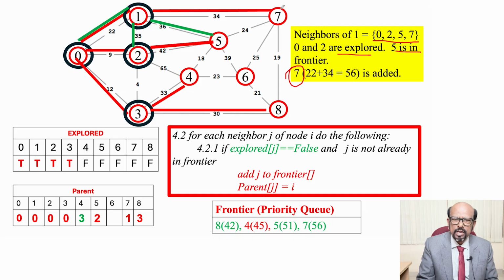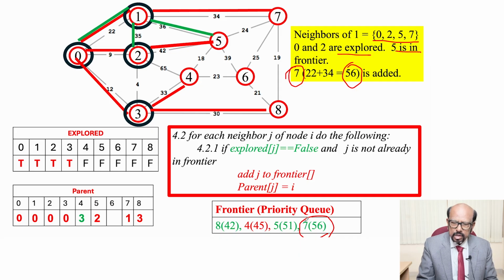If you look at 7, what is the path cost of 7? 0 to 1 is 22. 1 to 7 is 34. So 56. So the path cost is 56. So 7 is inserted into the priority queue with the cost 56. So the order in the frontier is 8 with the cost of 42, 4 with the 45, 5 with 51, and 7 with the 56. That's all. So they have all been added.